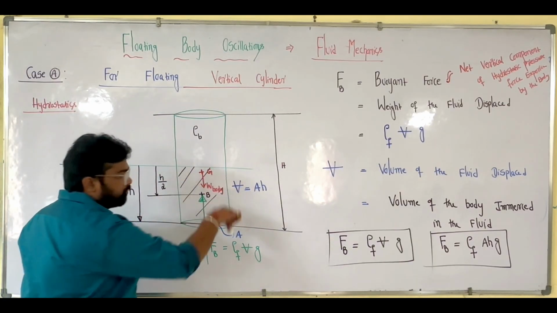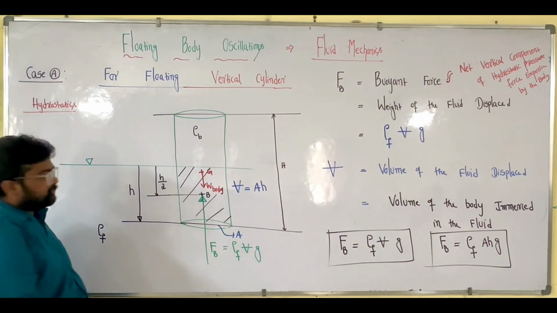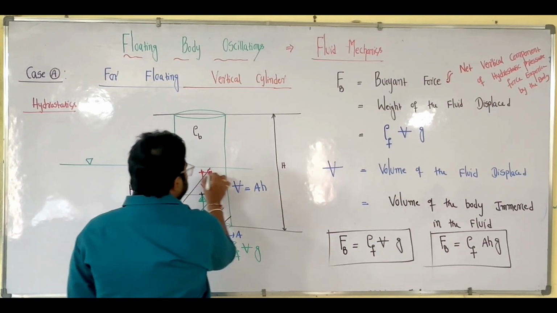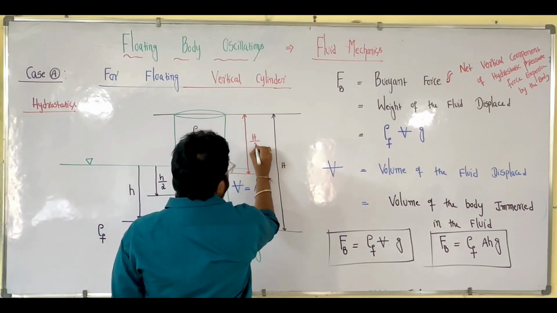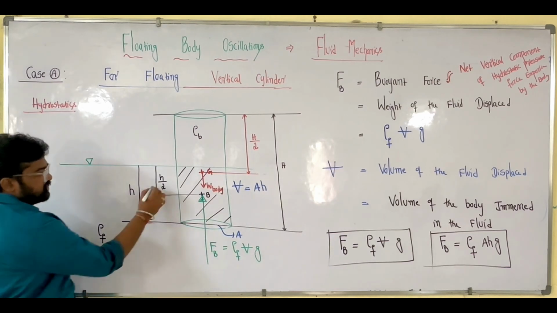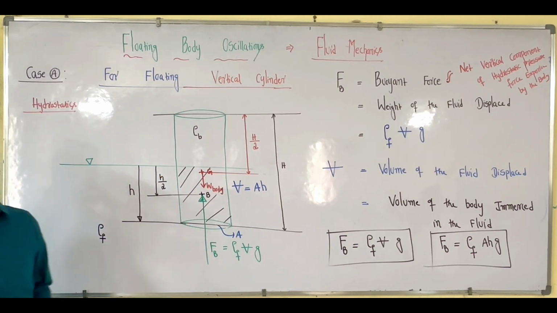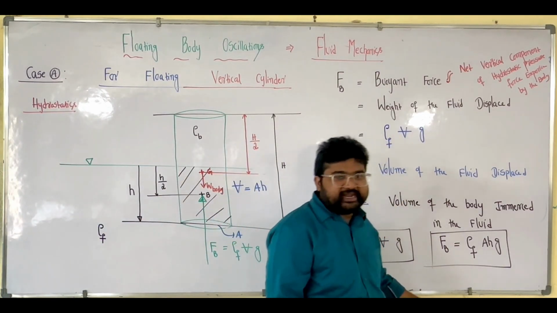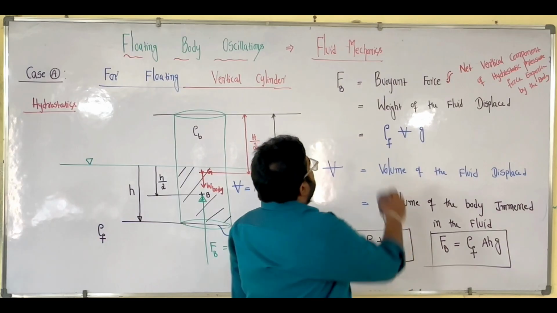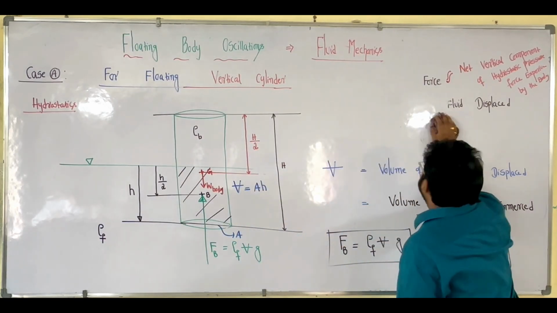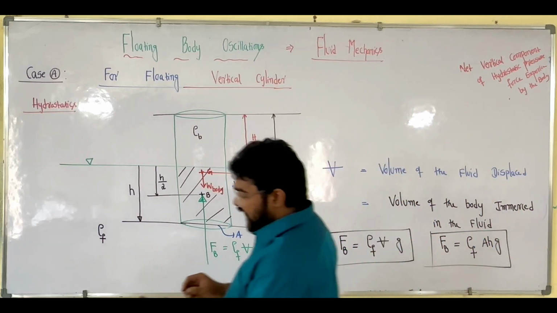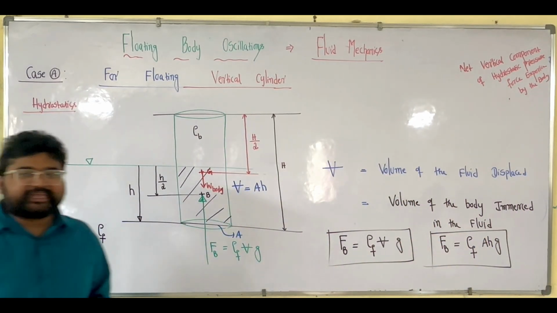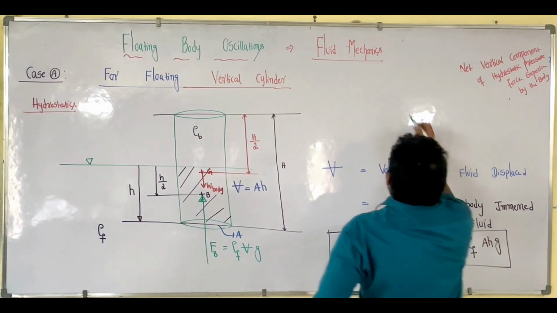The shaded portion is the displaced portion. What is the center of gravity? Centroid of the body. This is how much? Capital H by 2. This is how much? Small h by 2. Understood or not? Now tell me, under static equilibrium condition, hydrostatics, the body is at rest.